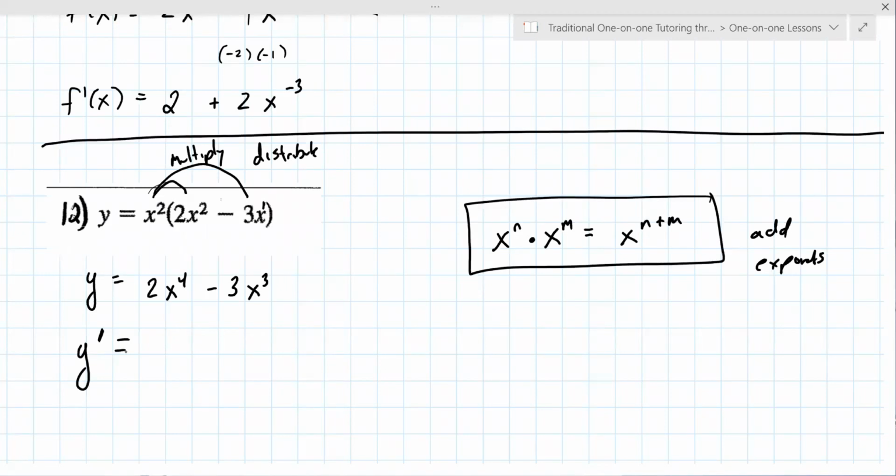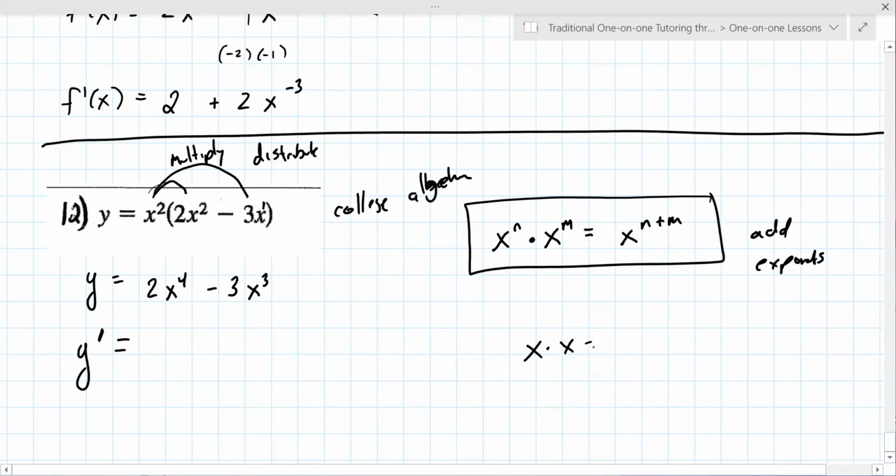I'm confused. About this step? Yes. Okay, so this is a college algebra pre-calculus thing. It's something you're supposed to know, like x times x is x squared, because x times x is x to the 1 plus 1. You add these top numbers. So y equals 2x to the... Yeah, you add this 2 and this 2, you add this 2 and this 1 to get 3.